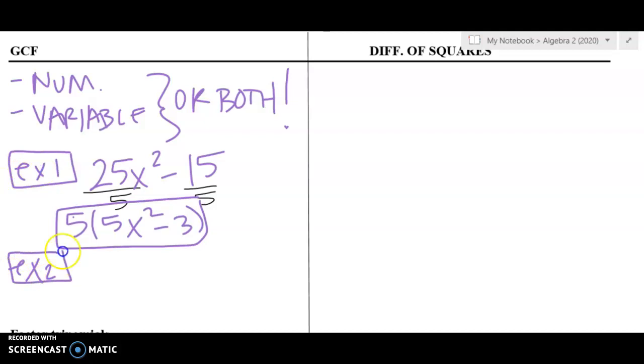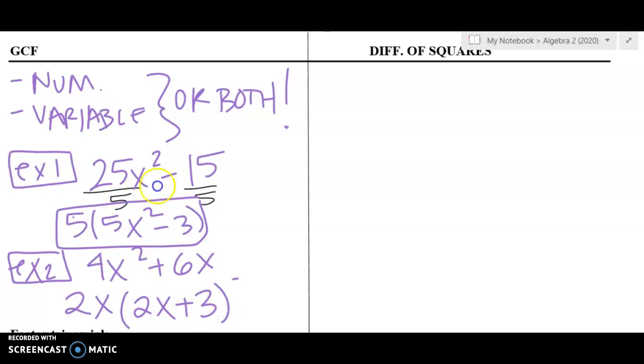Let's just do another one here. Example 2. 4x squared plus 6x. I noticed that both of the terms have x's in them, and I could take out a number. So for this problem, I'm going to take out a 2, and then I'm going to take out an x. 2 goes into 4 2 times with an x left over. 2 goes into positive 6, positive 3 times with nothing left over because I took that x out. And that would be my greatest common factor.